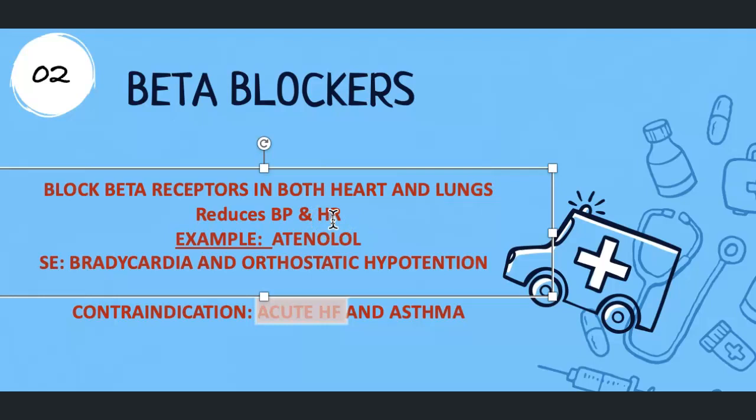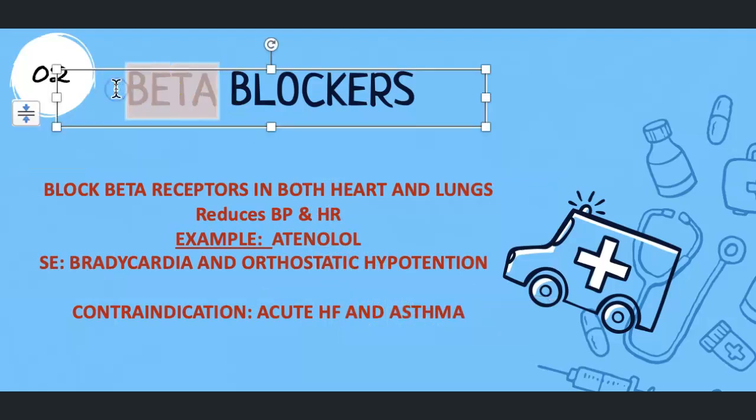One of the main contraindications for beta blockers is acute heart failure, because it reduces blood pressure and heart rate. We cannot use it in case of acute. So mainly these medications that we are discussing are used for chronic heart failure, or what we call compensated heart failure. They are also contraindicated in asthma, because, as we know, beta receptors are present on the lungs as well. When we block beta receptors, this will cause vasoconstriction, which affects patients with asthma.